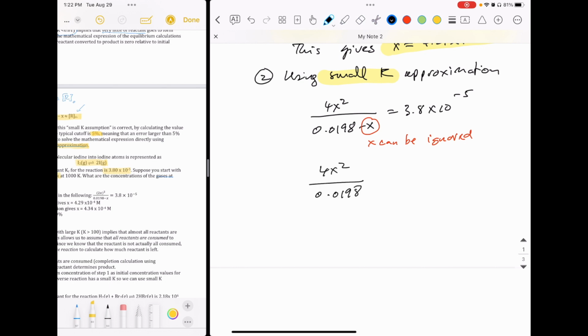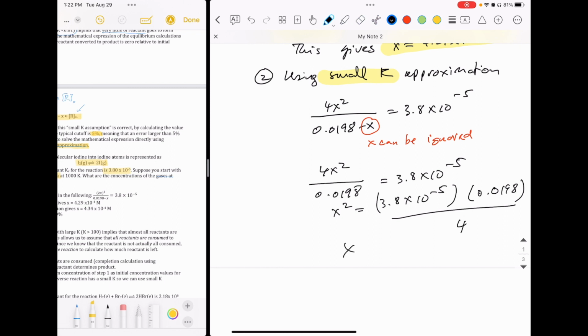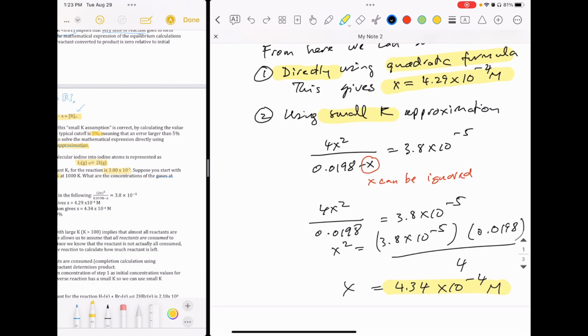The bottom part would just be 0.0198. The calculation becomes a lot easier to do than a quadratic formula, because all you need to do is say x squared equals 3.8 times 10 to the minus 5 times 0.0198 divided by 4, and then you just solve for x. What you end up getting is 4.34 times 10 to the minus 4 molar. Now notice that the answer without approximating is 4.29 times 10 to the minus 4. The answer with approximation is 4.34 times 10 to the minus 4. So you can see that the difference between those two numbers is not huge.